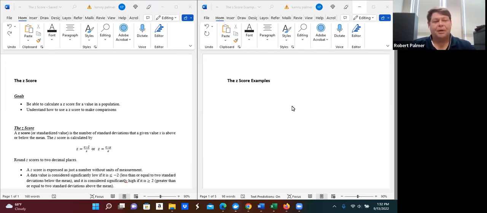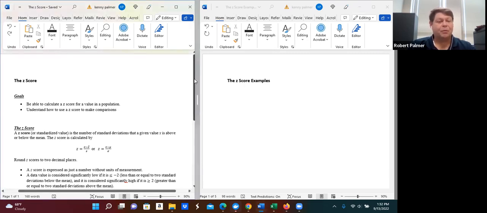Hello, welcome back. So today we want to talk about the z-score, which is a useful tool in statistics to help us compare values of a population and compare values from different populations. Our goals will be to calculate the z-score for a value in a population, understand the formula, and also understand how to use the z-score to make comparisons.